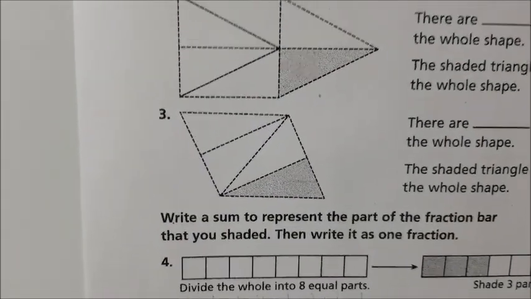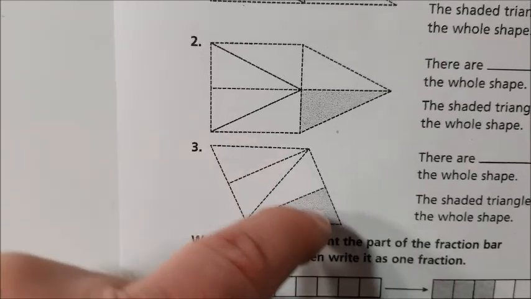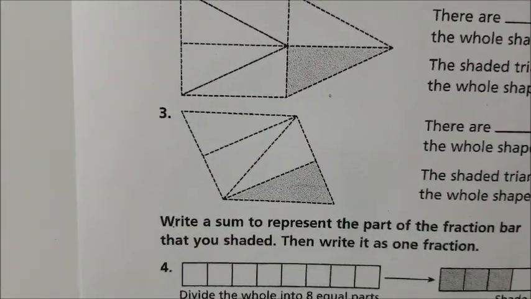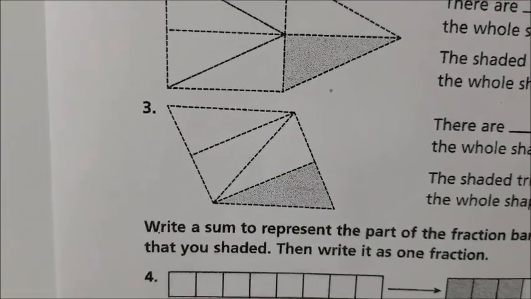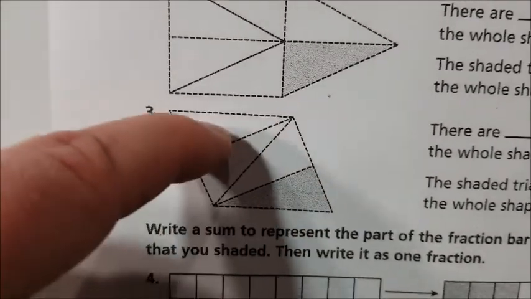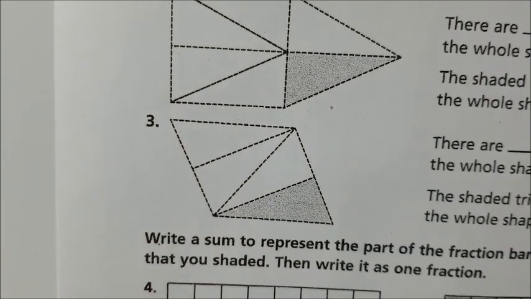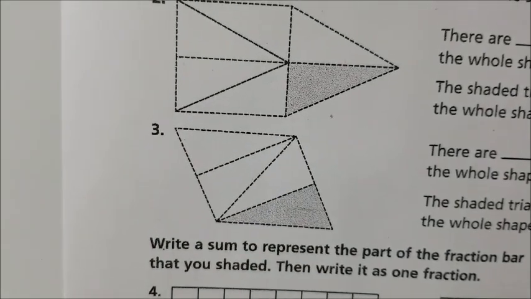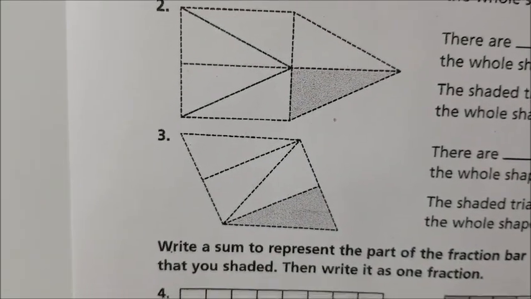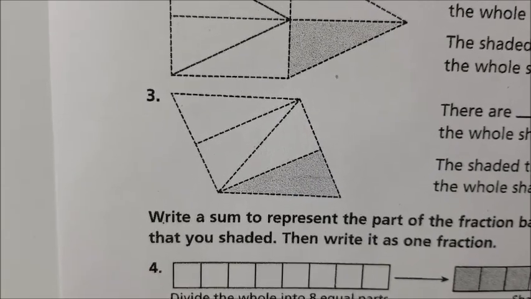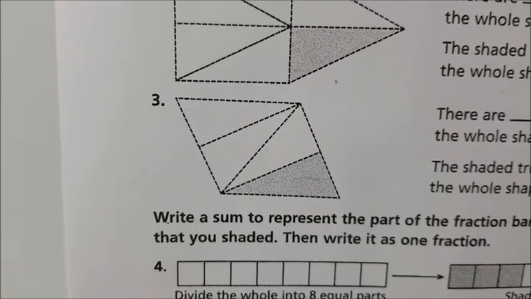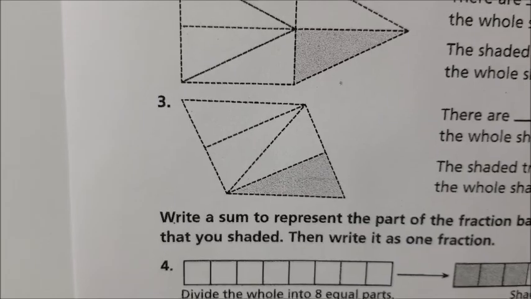And then down here, 1, 2, 3, 4. Well, those all look like they're the same size, right? Okay, so 1, 2, 3, 4. There's 4 total. So we have 1 shaded. 1 is shaded out of 4 pieces. So there you go. That's 1/4.